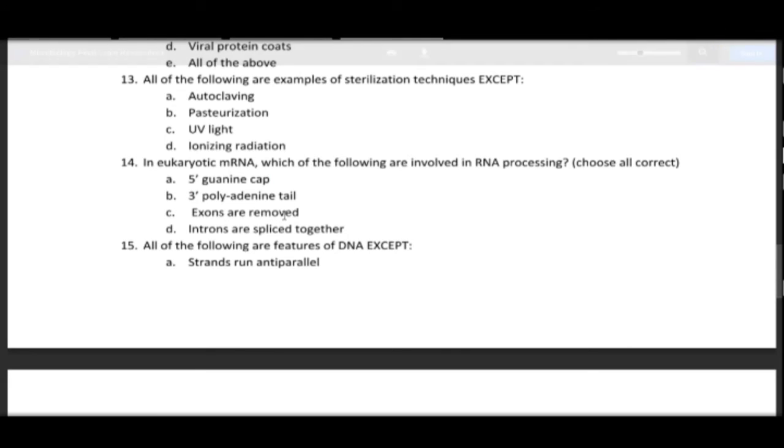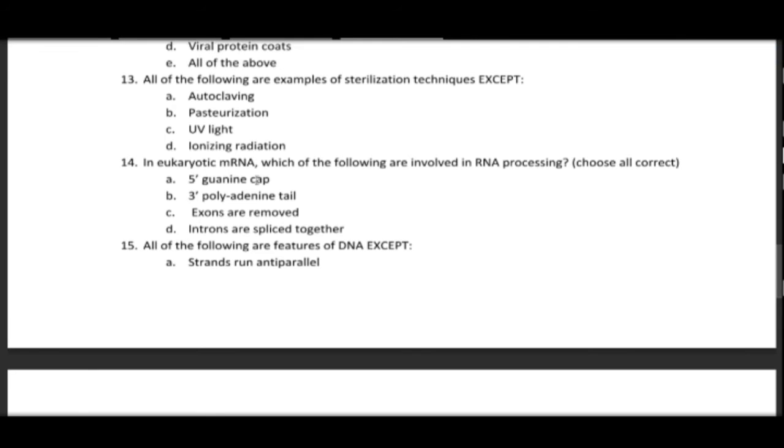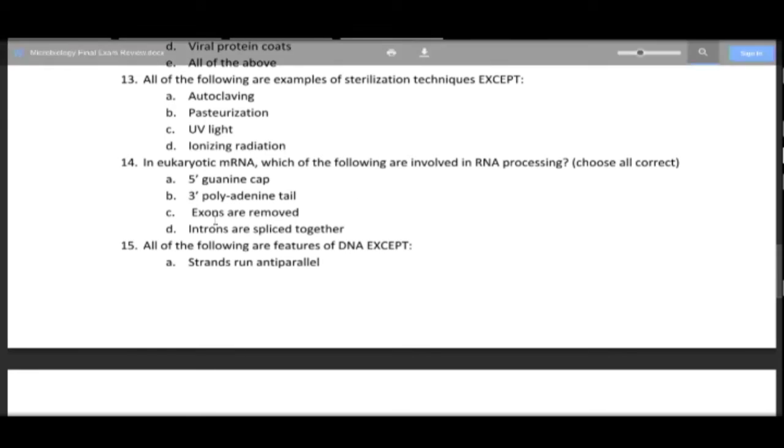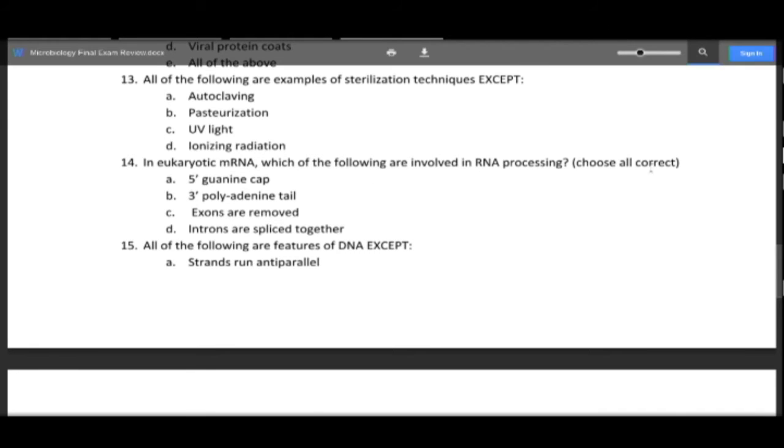But C says exons are removed, and then D says introns are spliced together. How I remember it is exons exit the nucleus, so the exons are what's going to be spliced together and translated into a polypeptide. So saying that exons are removed and then the introns are spliced together, it's kind of backwards. You're removing your introns and you're splicing together exons, so the exons can then exit that nucleus. So we're choosing all that are correct, and the correct ones would be A and B.